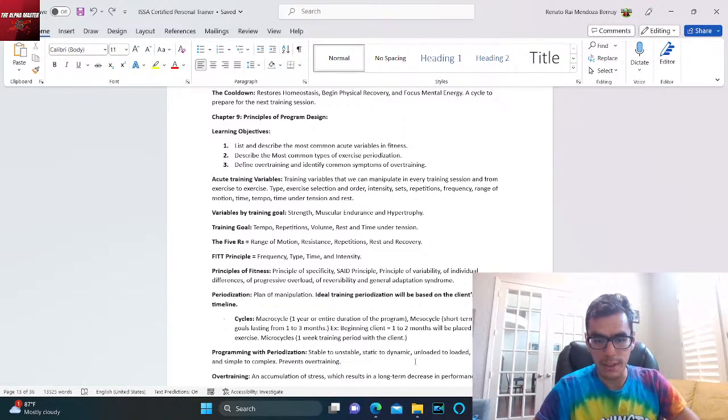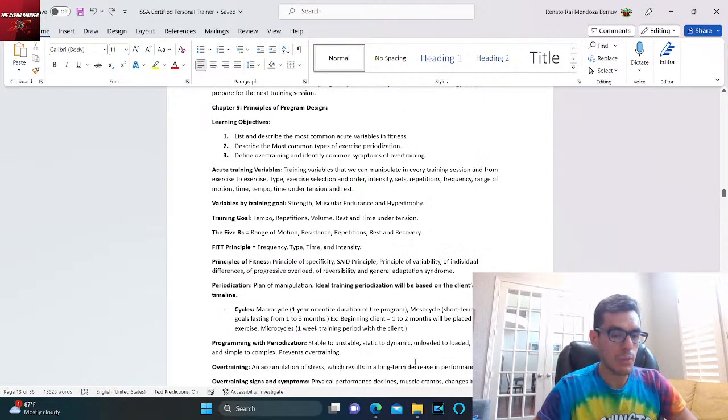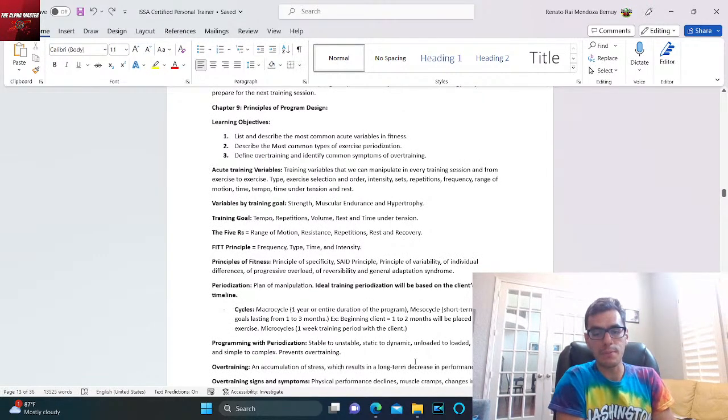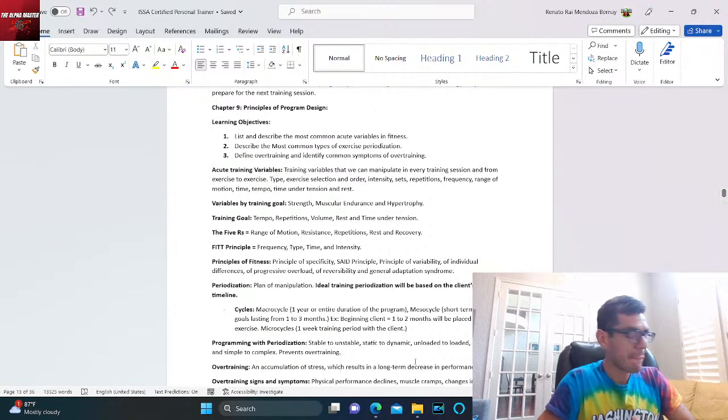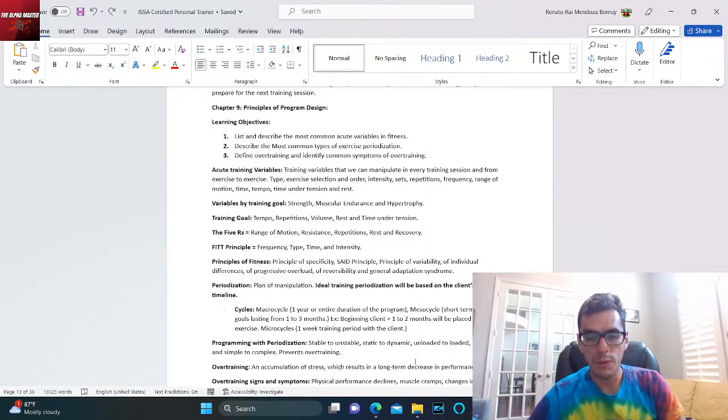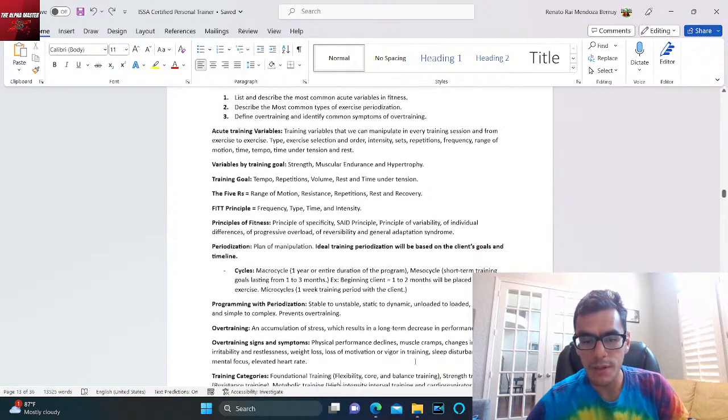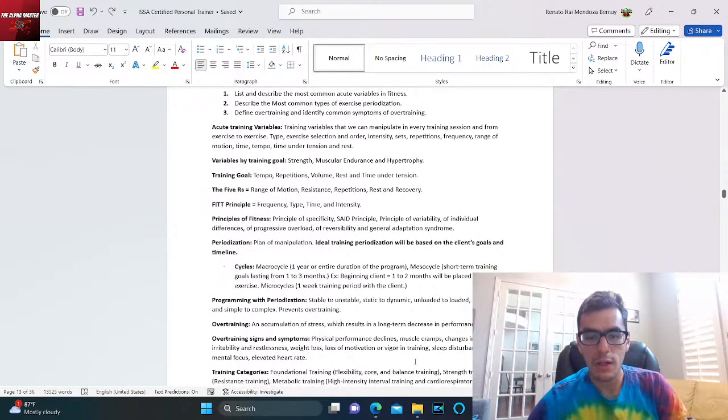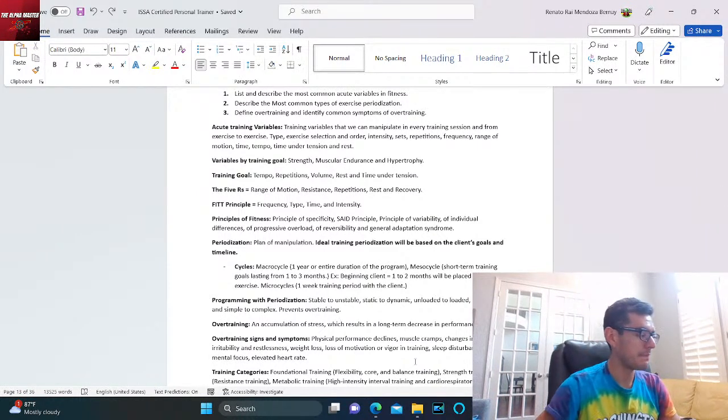It prevents overtraining, like you say. Overtraining is an accumulation of stress which results in a long-term decrease in performance capacity.